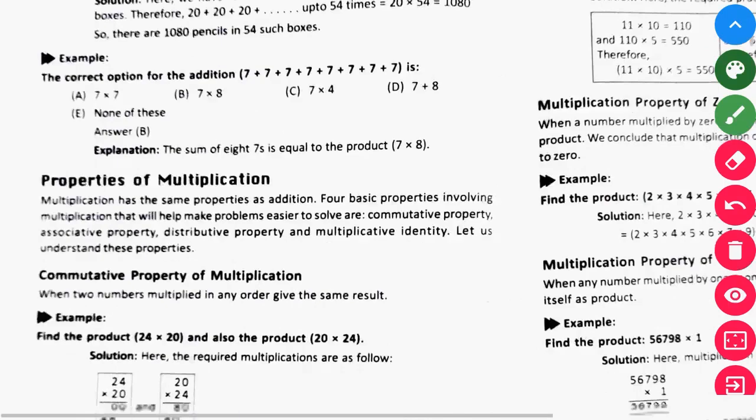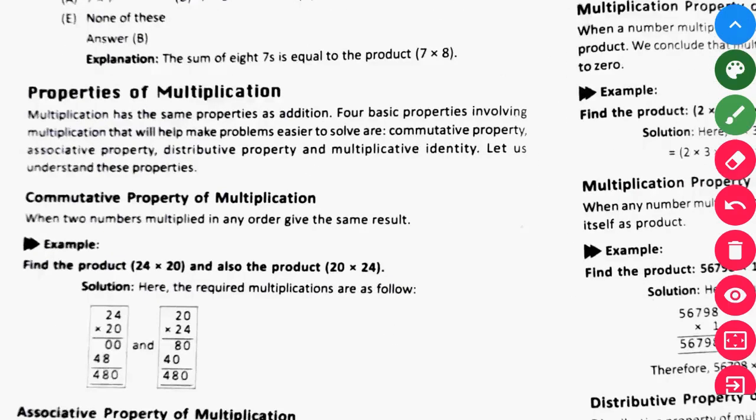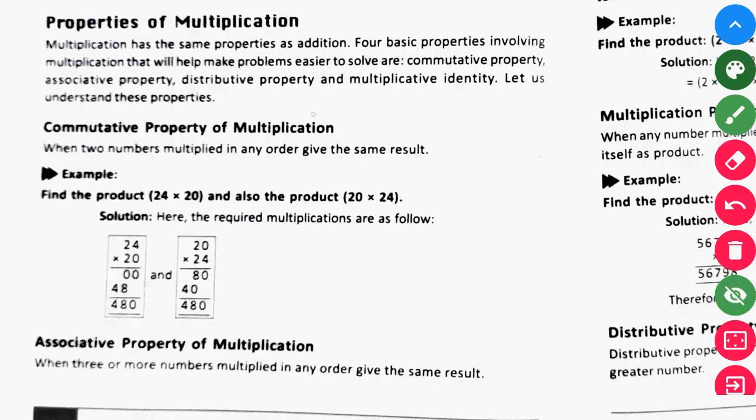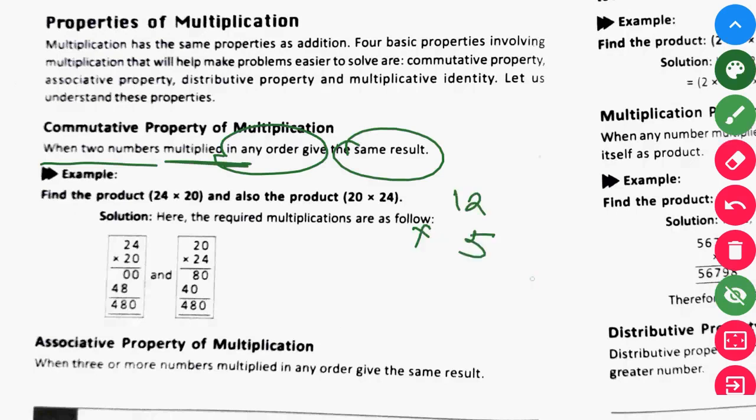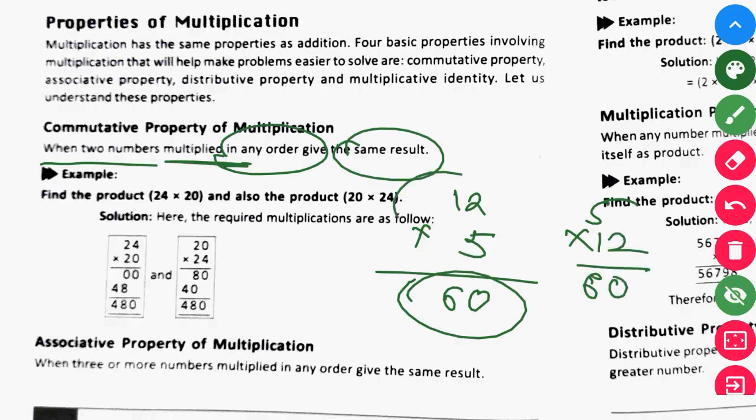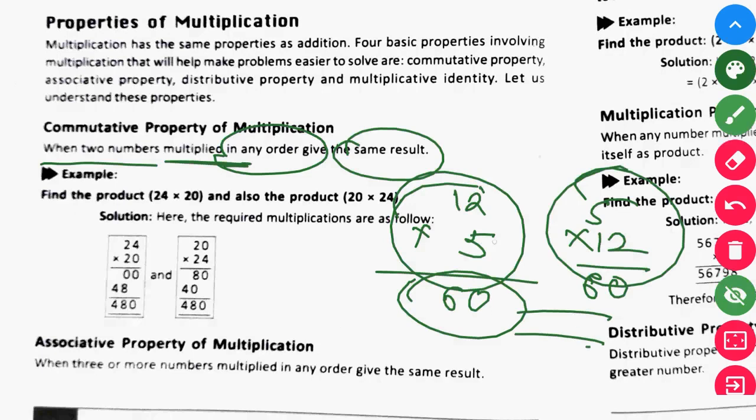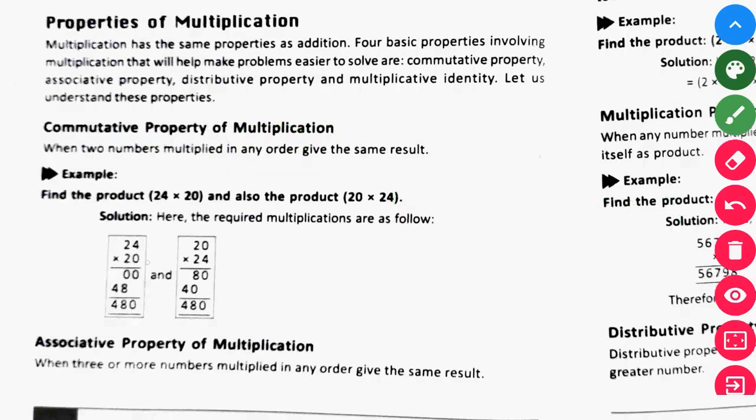The first property of multiplication is the commutative property, which was there for addition also. Means what? When two numbers are multiplied in any order, they give the same result. If you multiply 12 by 5, you get 60. In the same way, 5 multiplied by 12 gives 60. No matter what the order of the two numbers, the result is the same. This is the commutative property of multiplication.